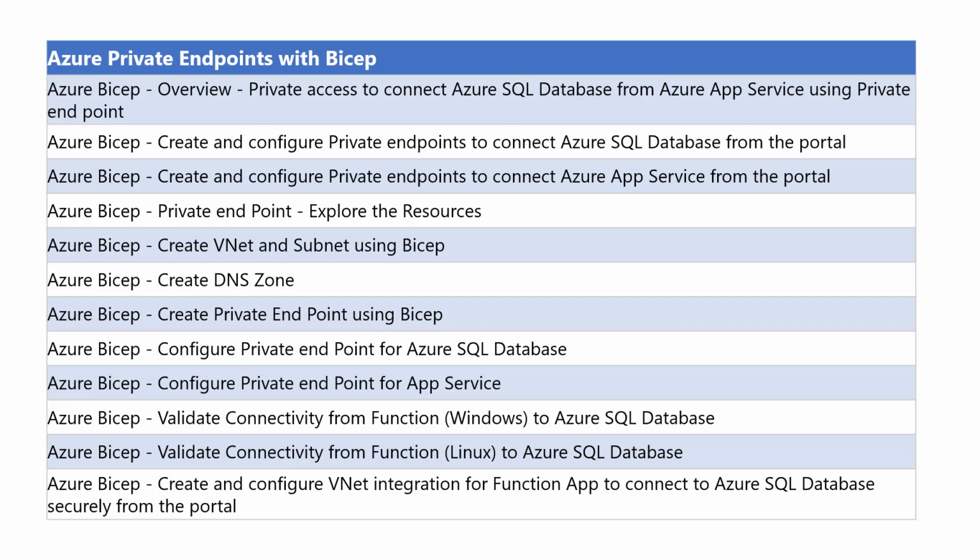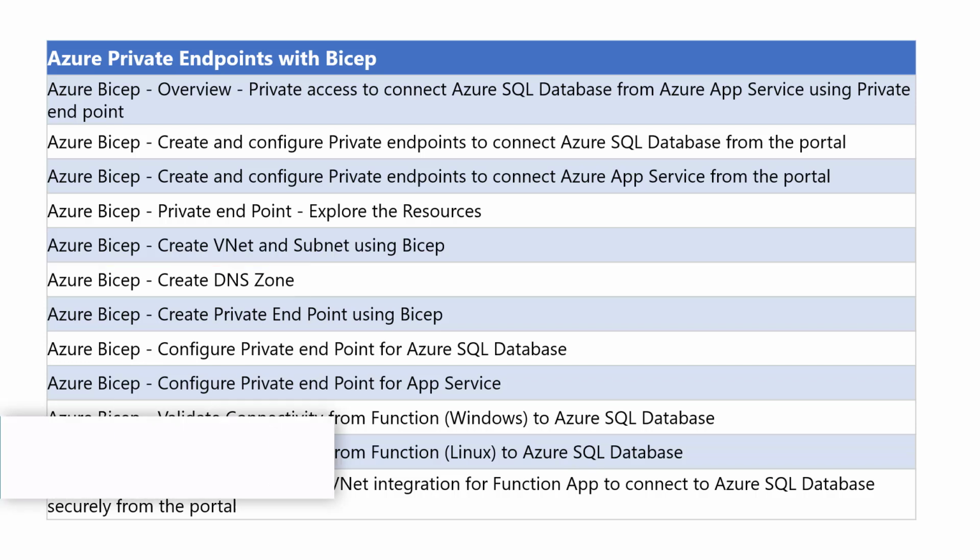This is a series of videos where we learn about private endpoints using Bicep. In our last video, we learned about creating VNet and subnets using Bicep. In this video, we are going to learn more about creating DNS zones. Let's get started.